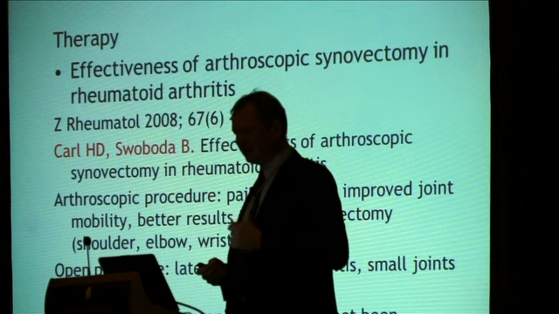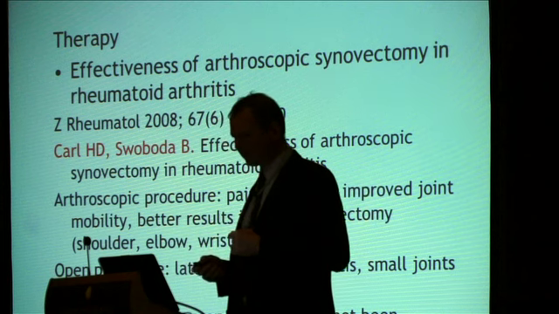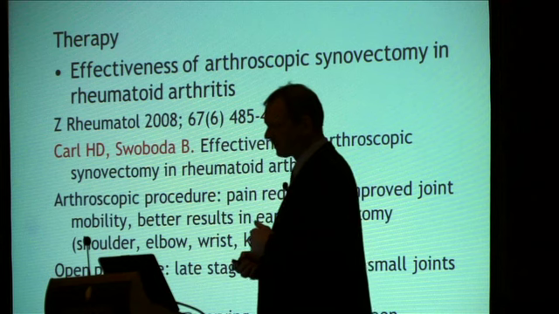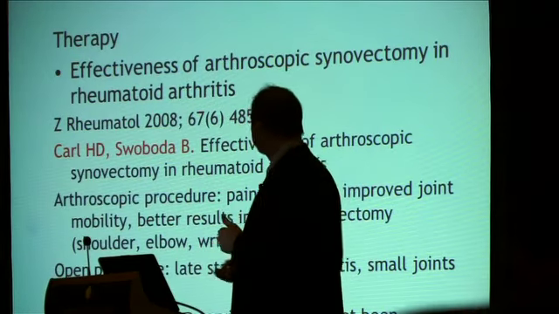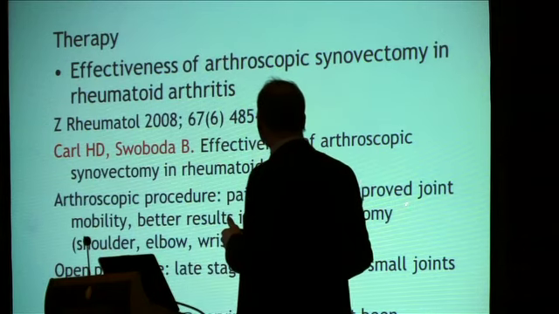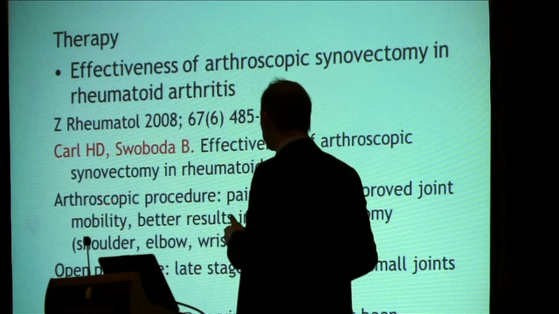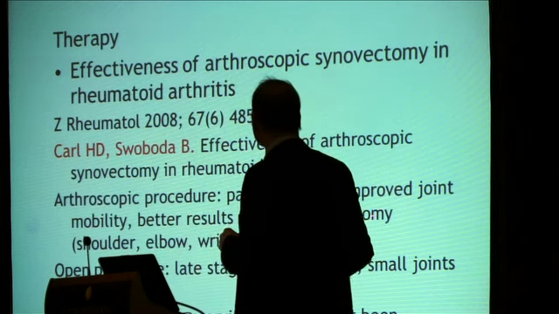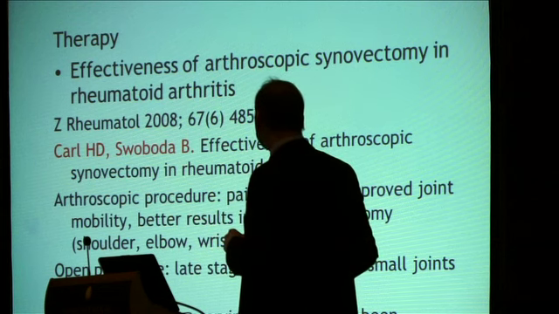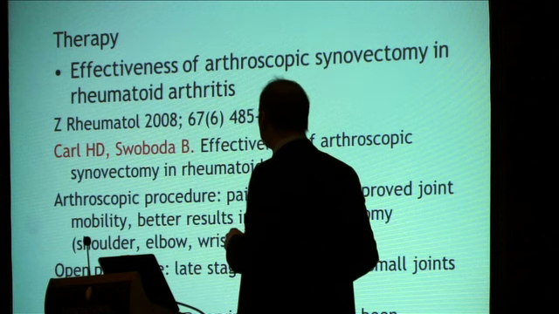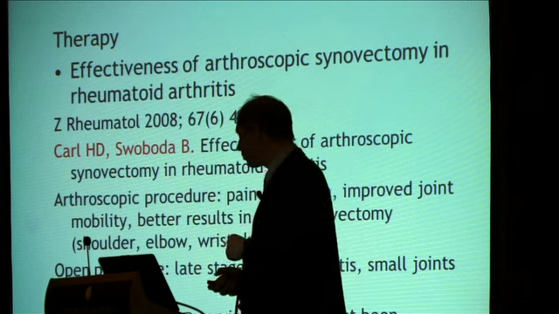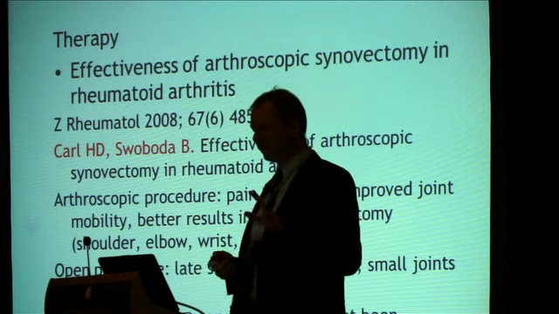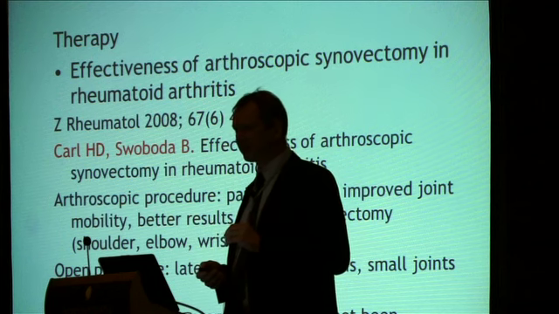What are the results? You see here a study about the effectiveness of arthroscopic synovectomy in rheumatoid arthritis. We always have the aim to reduce the pain and to improve the joint mobility, and we could see, looking at several studies together, that we have better results with an early synovectomy, especially in shoulder, elbow, wrist, and knee. And an open procedure seems to be better if we have late stage arthritis in the elbow and also in the small joints. But, as you can see here, the real joint preserving effect has not been demonstrated.